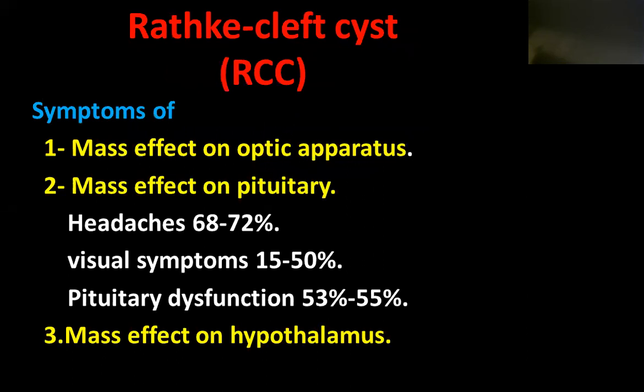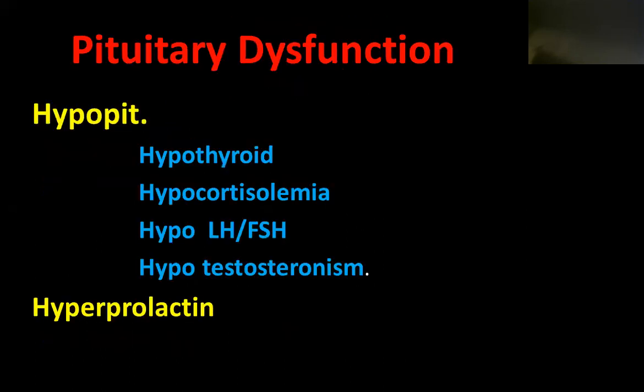You can have symptoms of pressure on the optic apparatus, nerves, chiasm, tracts, or pituitary itself, and you may get headache, visual symptoms, pituitary dysfunction, or you may get hypothalamic dysfunction. And in the pituitary, you may get anything, but usually it is hypopituitarism. No, I said most of the cases they are hypo. So hypothyroid, hypocortisolism, hypo-LH, hypotestosteronism, so amenorrhea, sexual dysfunction, etc. But you may get hyperprolactinemia because you push the stalk.